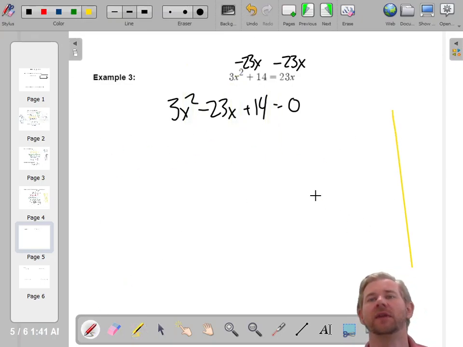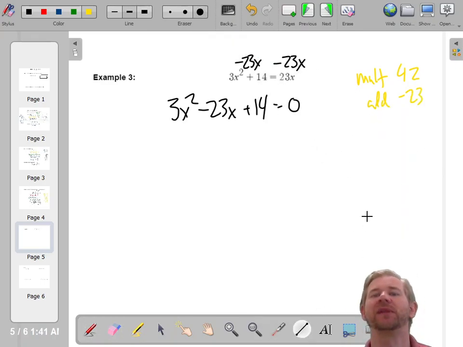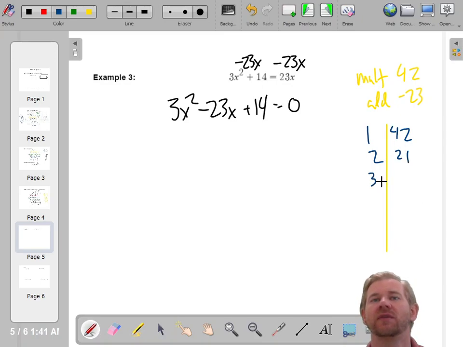So I need numbers that multiply to 3 times 14, which is 42, and add to negative 23. Now, just thinking strategy, if you know that they multiply to a positive, they either have to both be positive or both be negative. So in this case, since they add to a negative, they're going to both be negative. Let's see, 1 and 42, 2 and 21, 3 and 14. Wait a minute, I found them.